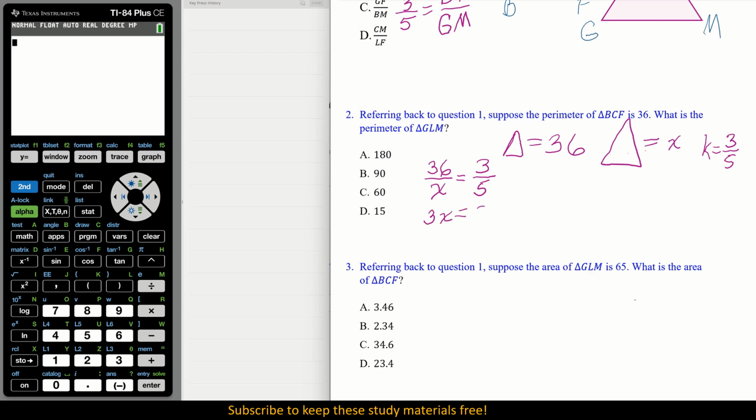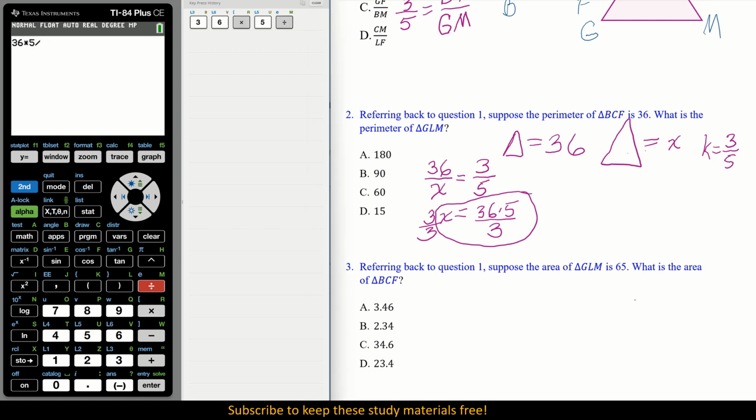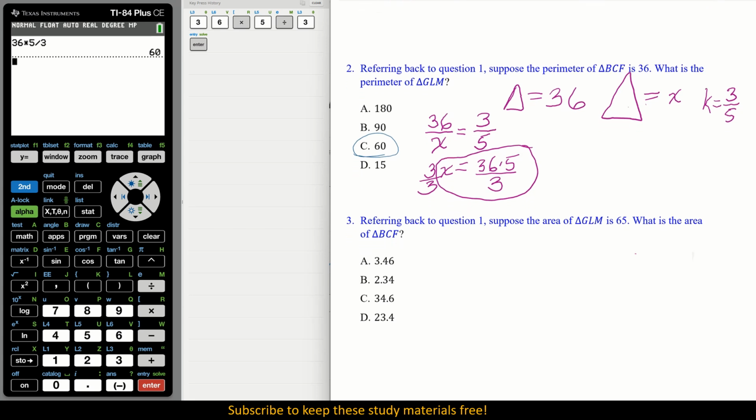3x equals 36 times the 5. Divide by 3, divide by 3, and this is what I need to put in my calculator. 36 times 5, and we can go ahead and divide by 3. It will not cause an order of operations issue because we're just multiplying and dividing. There's no adding and subtracting in there. Equals 60. And that is correct. Option C is what we're looking for. Okay, let's go to 3.